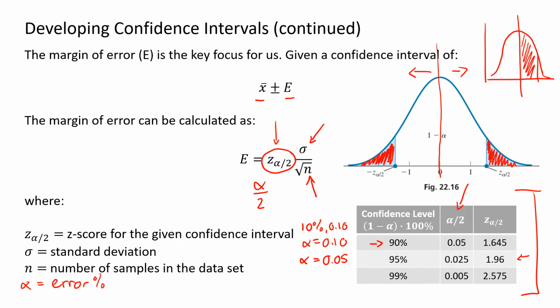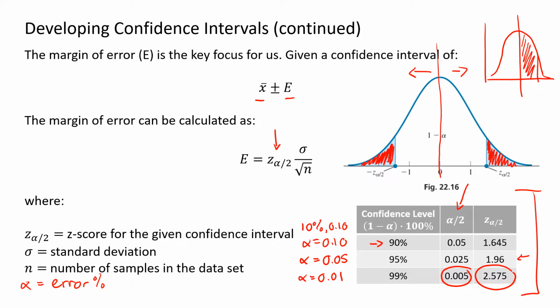If we look at 99%, our value for alpha would be 0.01. So half of that would be 0.005, and our corresponding z-score would be 2.575. Whatever confidence interval I tell you we have, that z-score you substitute in here.